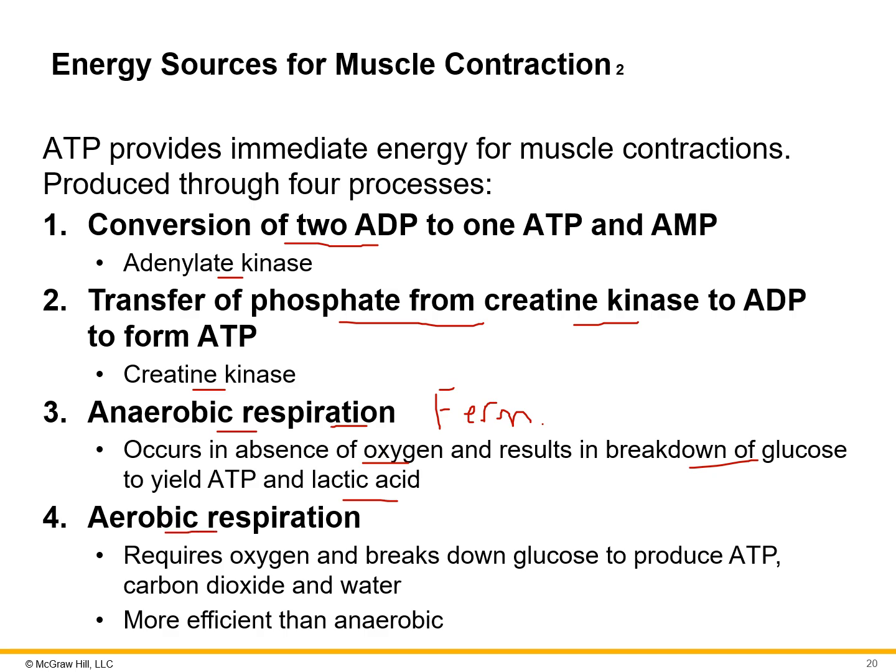And then we have aerobic respiration. This requires oxygen. It fully breaks glucose down into carbon dioxide and water and produces huge amounts of ATP. So again, it's much more efficient. But as cells run out of oxygen, they can keep up with some demand using fermentation.